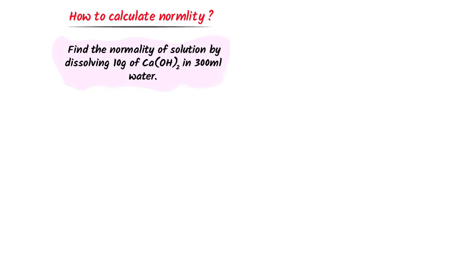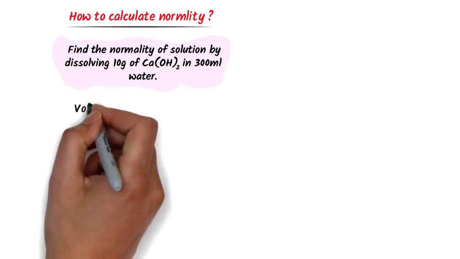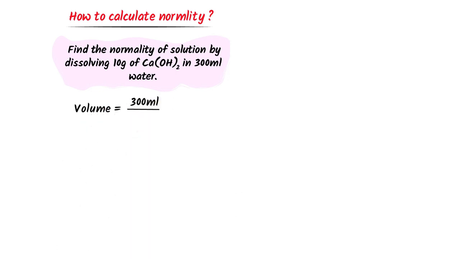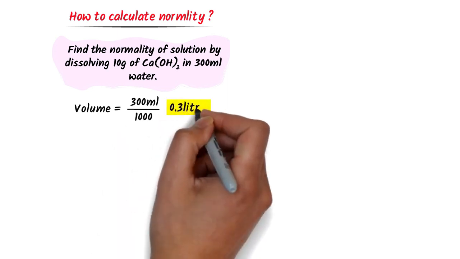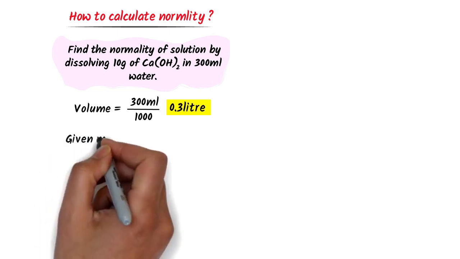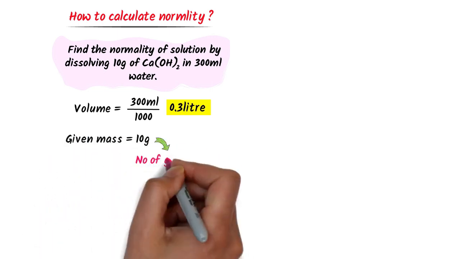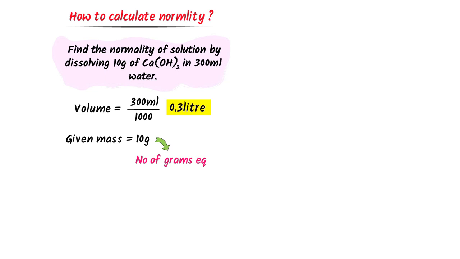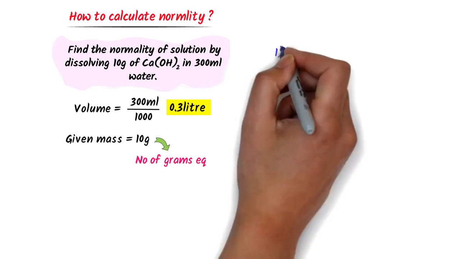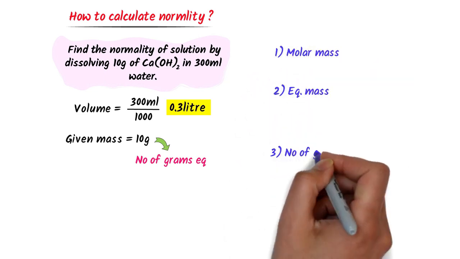Secondly, let me teach you one another numerical. Calculate normality of this solution by dissolving 10 gram of calcium hydroxide in 300 ml water. Here, the given volume is 300 ml. I convert it to liter by dividing it by 1000. I get 0.3 liter. Now I need to convert this 10 gram of calcium hydroxide to number of grams equivalent of solute. To do so, I follow 3 steps.